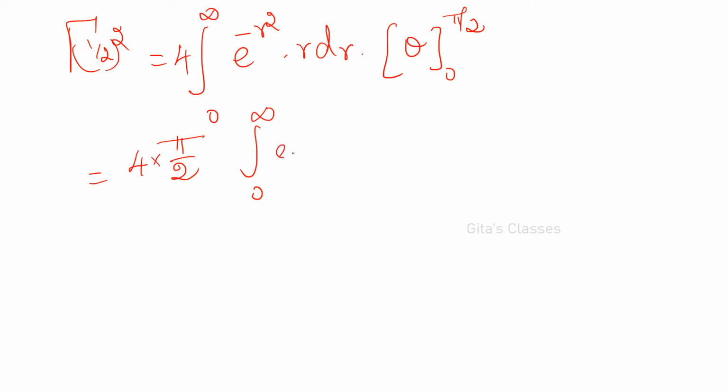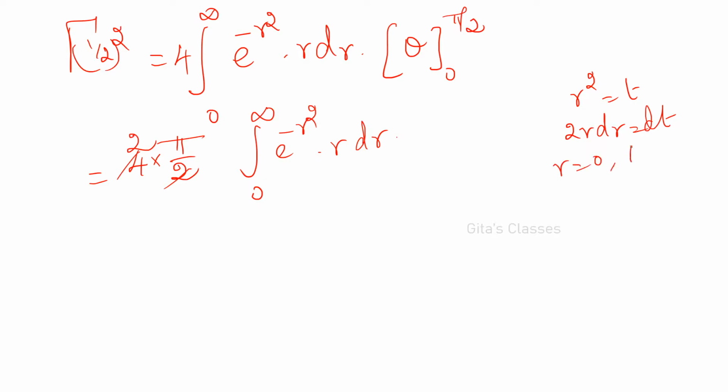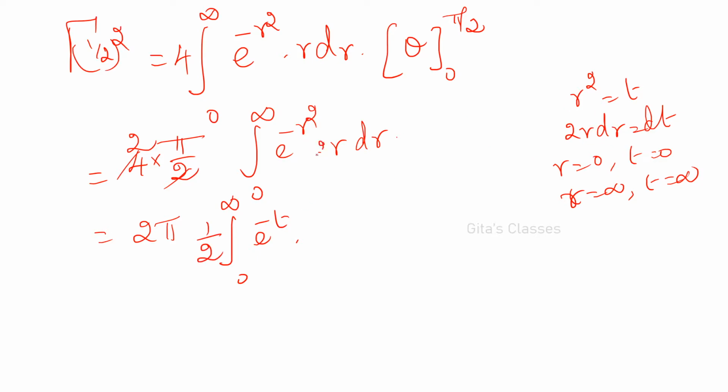Integral 0 to infinity e power minus r squared into r dr. Okay. So this will become 2. And substitute r squared is equal to t. So 2r dr is equal to dt. Therefore, when r is equal to 0, t is also 0. When r is equal to infinity, t is also infinity. Therefore, 2 pi into integral 0 to infinity e power minus t into r dr is equal to, so 1 by 2. This 2 is missing here. So I am multiplying and dividing by 2. So this 2 will get cancelled here. E power minus t dt. Okay. 2r dr is dt.